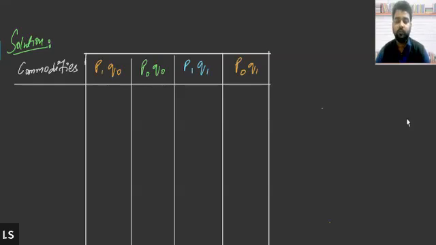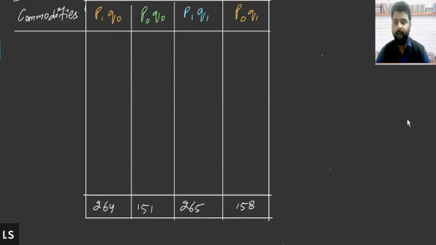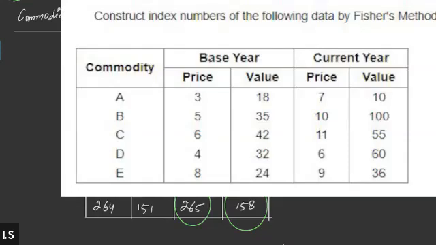Done. Yes, Alexander. For P1Q1 I got 260.94. Sir, P1Q1 should be 265, Alexander, and P0Q1 should be 158, so there is a decimal value. Okay, just a minute. I think there is some mistake in the question. I need to correct it, and I forgot to tell you that.